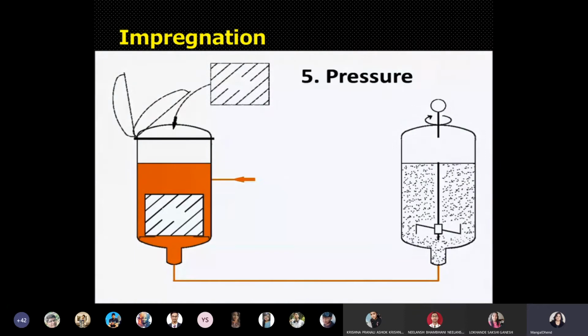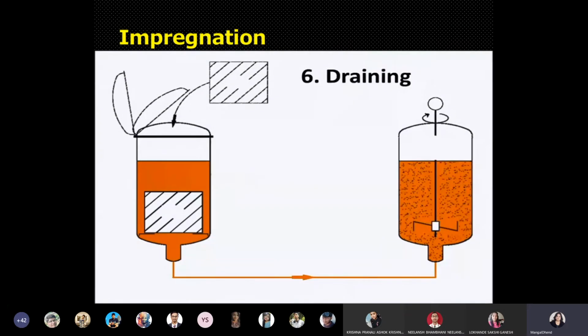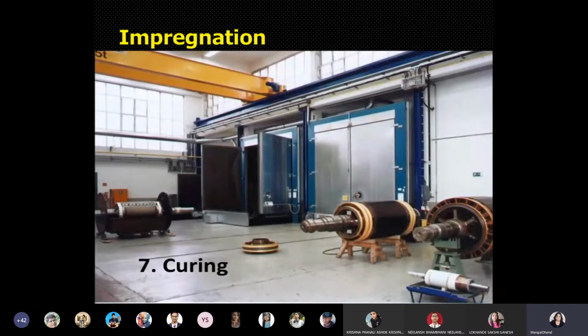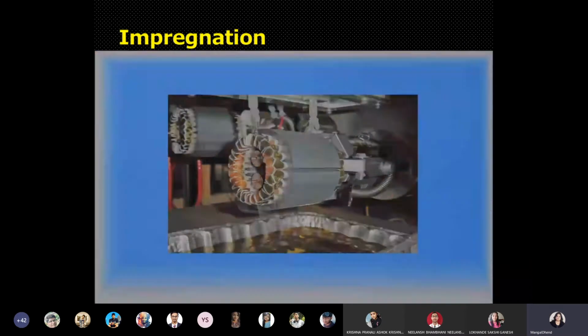Pressure. Through the use of dry air, nitrogen, or other gases, pressure is applied to the chamber to further increase penetration. Draining. Finally, the chamber is vented of pressure, the chamber is drained, and the part is removed. Curing. Lastly, the part is placed into an oven to heat up the resin.